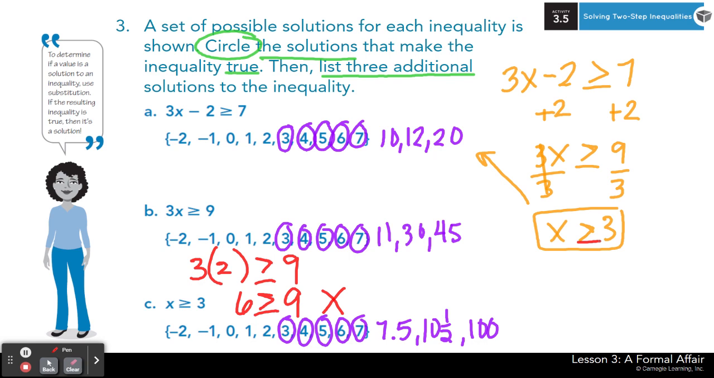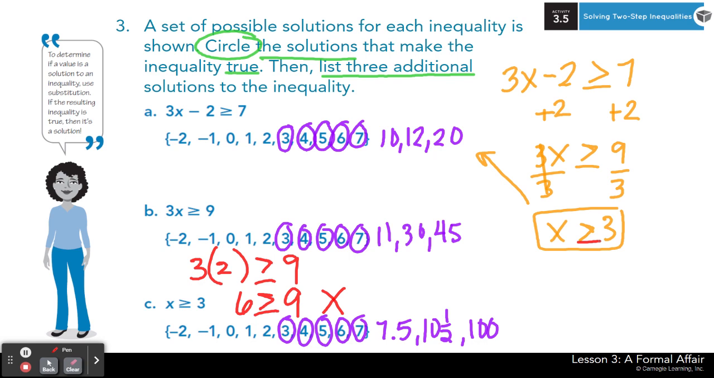For B, those are my circled solutions. And I also, in red, gave you an example of what it means to not be a solution. If I plugged a 2 into that equation, that would give me 6 is greater than or equal to 9. And is that true? No, that is not true. So that is not a solution.